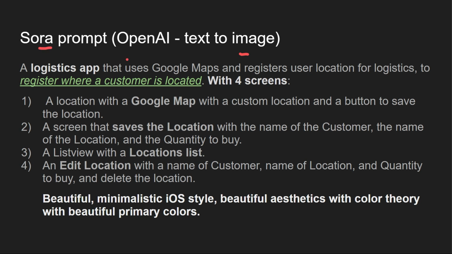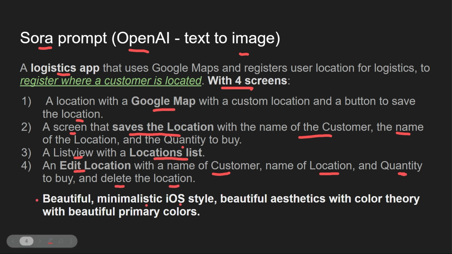So we're using Sora OpenAI. The idea is to create a logistics app with 4 screens. First, the Google map that will fetch the user location, then a screen that saves the location, the name of the customer, the name of the location, and the quantity. Then a list view with locations list, and finally an edit location that can edit the name of the customers, name of the location, quantity, and even delete the location. The idea for the app is beautiful, minimalistic iOS style, beautiful aesthetics with color theory, with beautiful primary colors.